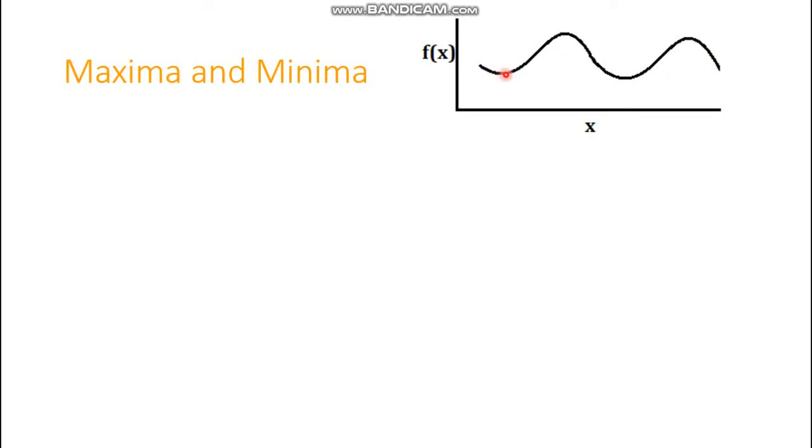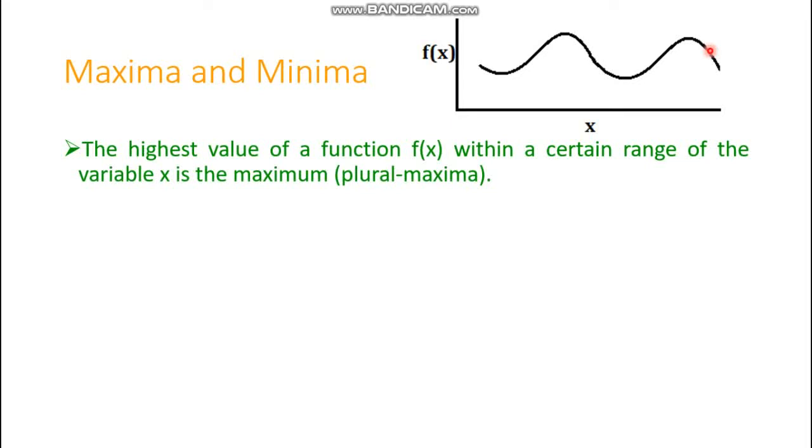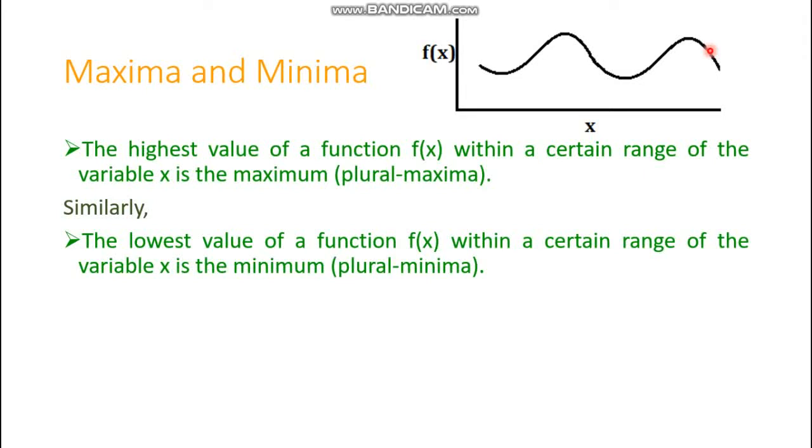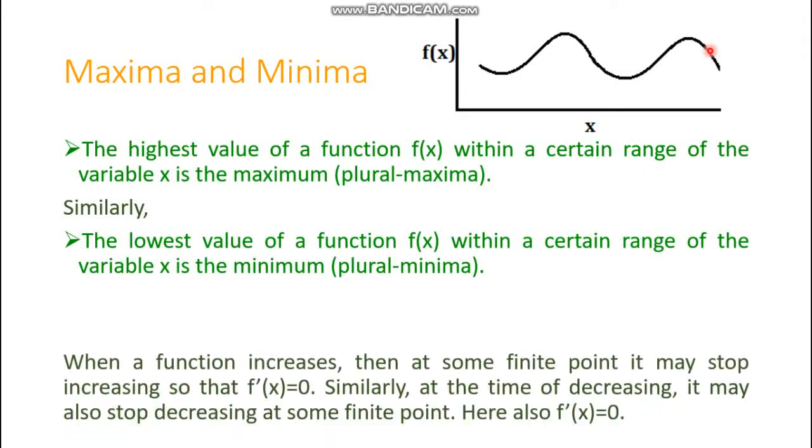So this point and this point are the minima. Minima is the plural of minimum, and these 2 points are maxima. Maxima is the plural of the term maximum. So the highest value of a function f(x) within a certain range of the variable x is the maximum. Similarly, the lowest value of a function f(x) within a certain range of the variable x is the minimum.